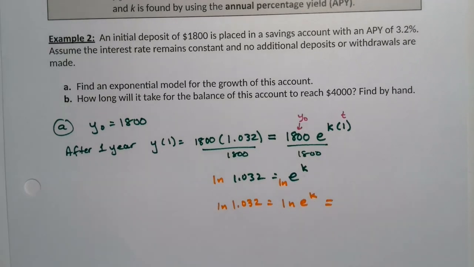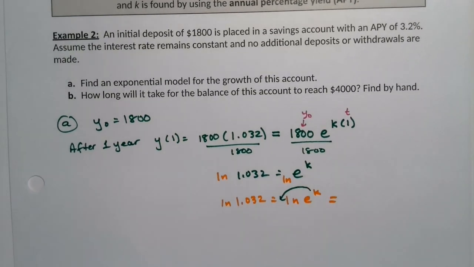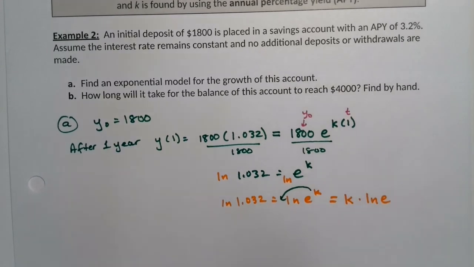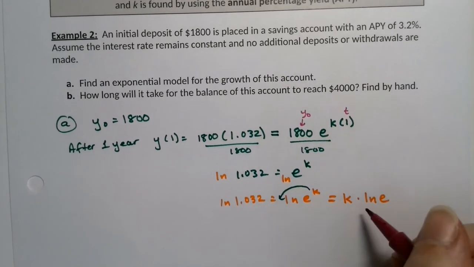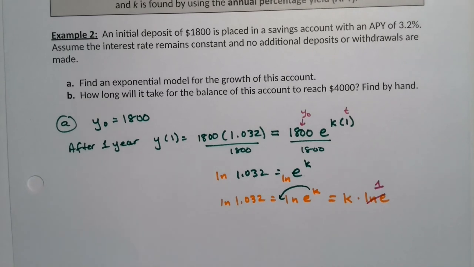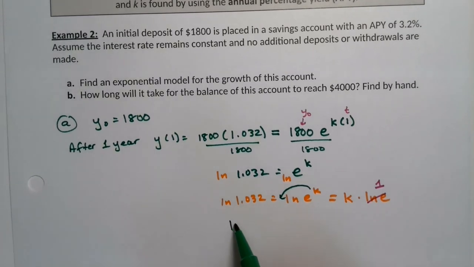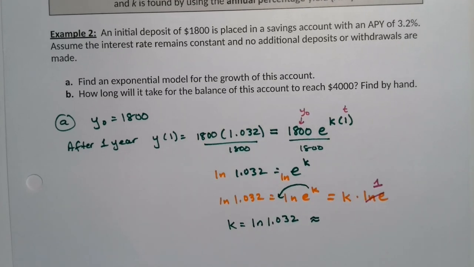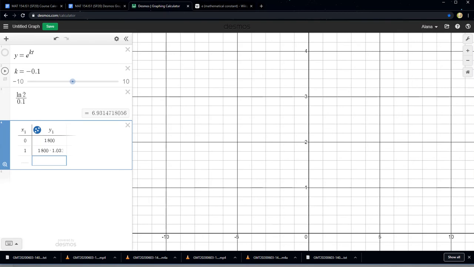But the natural log of e to the k, you can bring the k down in front using the power property of logarithms, and it's k times the natural log of e. But the natural log of e is 1. Therefore, k is equal to the natural log of 1.032, which, if I come up with a decimal approximation here, natural log 1.032. It's about 0.0315.